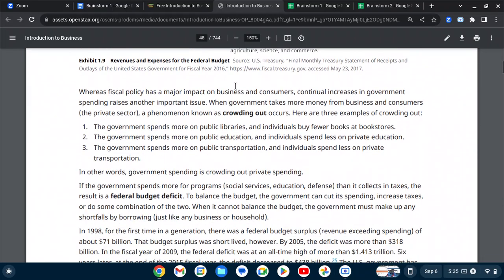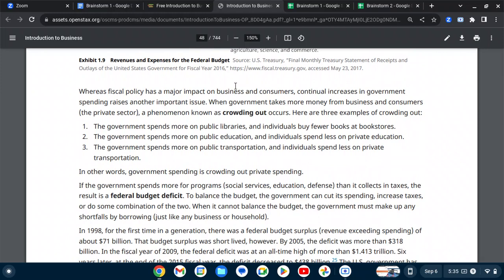Whereas fiscal policy has a major impact on business and consumers, continual increases in government spending raise another important issue. When government takes more money from business and consumers, a phenomenon known as crowding out occurs. Here are 3 examples of crowding out. The government spends more on public libraries and individuals buy fewer books at bookstores.